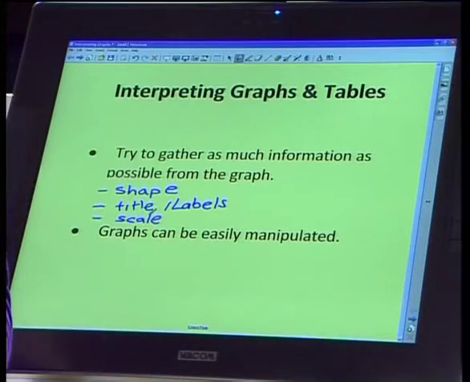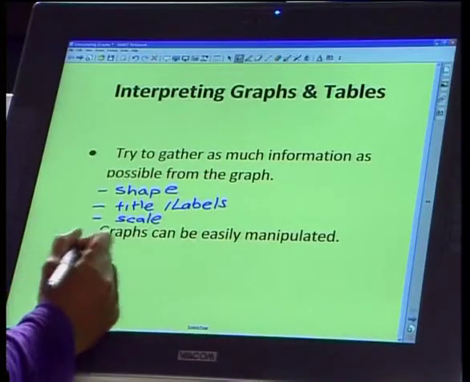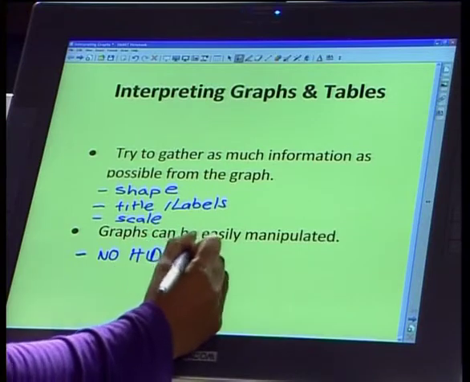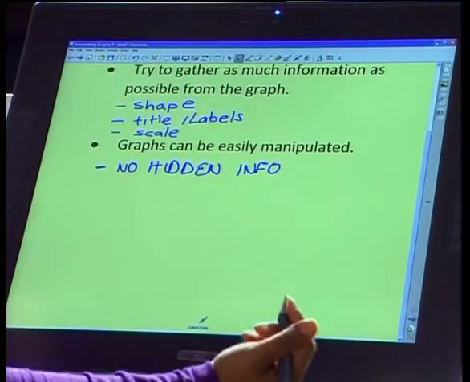Graphs can really be easily manipulated, and oftentimes you'll find in a lot of media reports, sometimes intentionally and sometimes not intentionally, graphs are put into the media to mislead people who follow these. So don't just believe everything you read, but be cautious and be critical and make sure you understand what you are being shown and see that there's no hidden information. Okay, we don't want any hidden information. We need to understand fully what the graph is showing us. And so be aware of any hidden information.